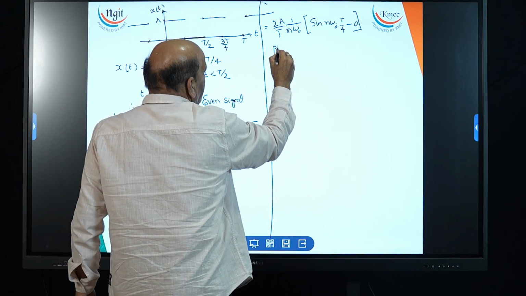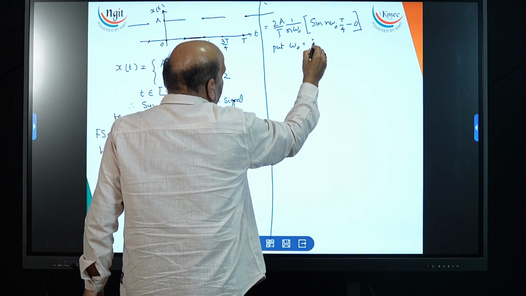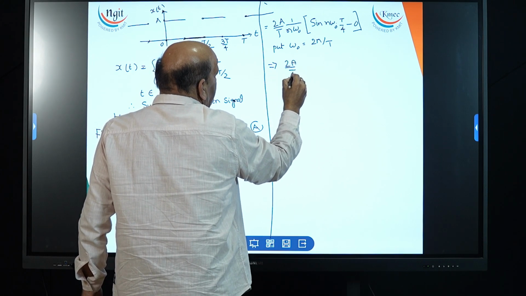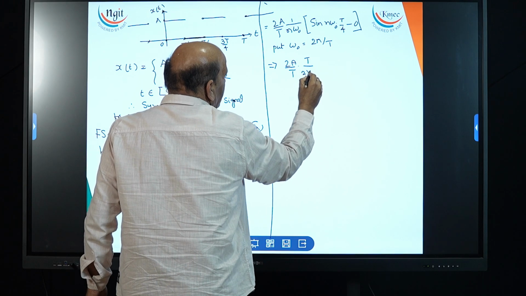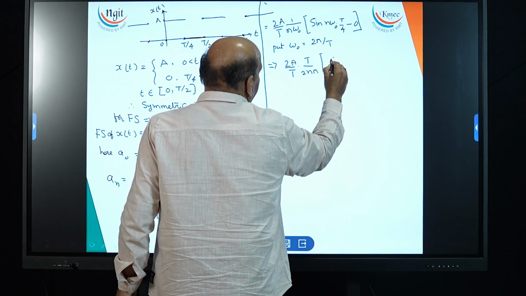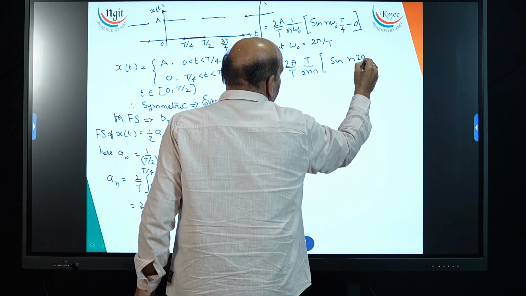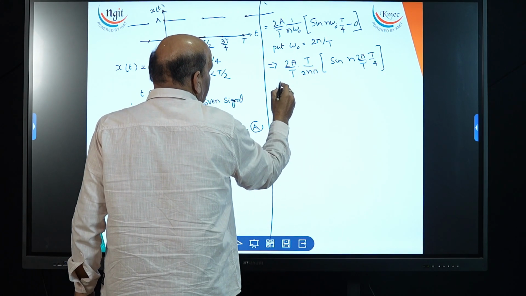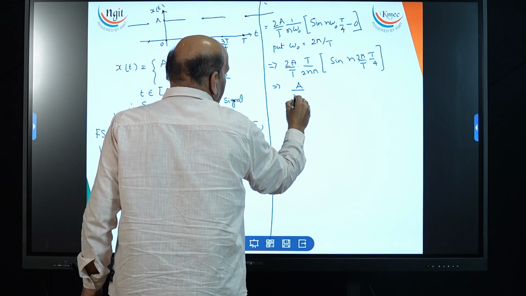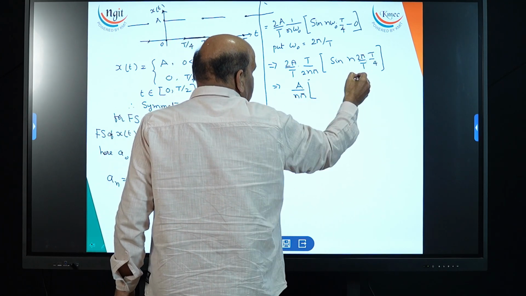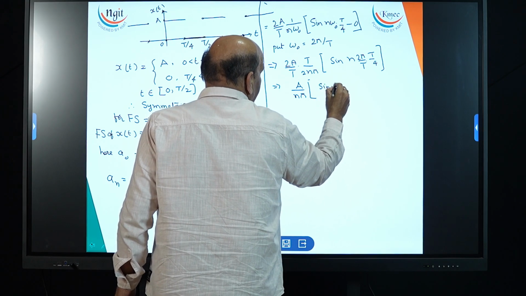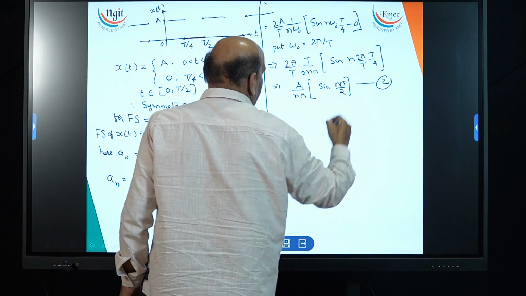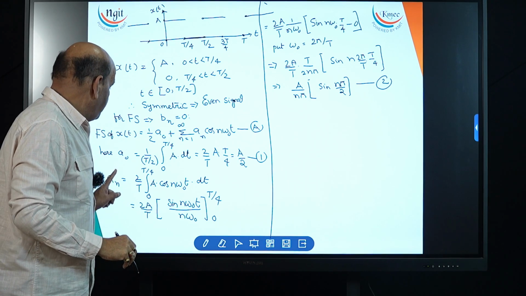Now put the value. Omega naught equal to 2 pi by T. So this implies its value equal to 2A by T into 1 by T by 2n pi into sine n omega naught, 2 pi by T into T by 4. Now T cancels, 2 cancels. This implies its value equal to A by n pi into sine n pi by 2. Look at the values. So this is the value of an.